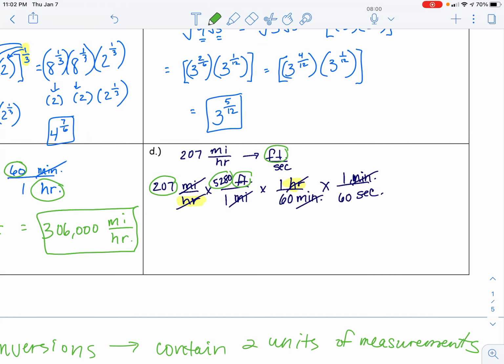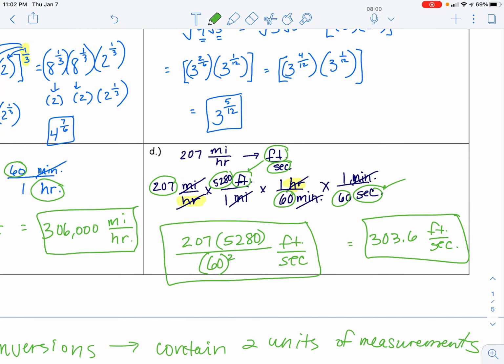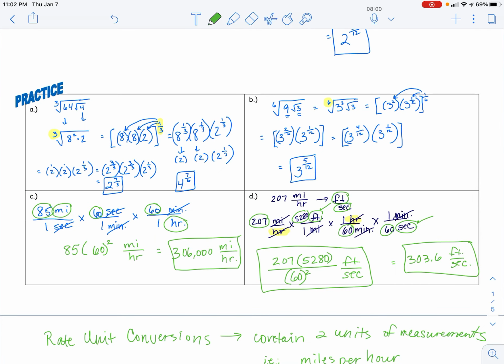Let's go circle what all that we needed. So we have 207, 5,280 feet, 60 seconds. See, that's what we were trying to get to, is feet per second. So here's feet, here's the second. So the answer is 207 times 5,280 over 60 squared feet per second. And actually, I did do the math on that. You could try it too. If you do, you should come up with 303.6 feet per second. But this is acceptable right here as well. So that is the lesson in a nutshell.